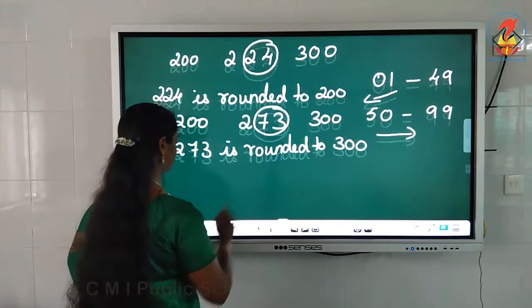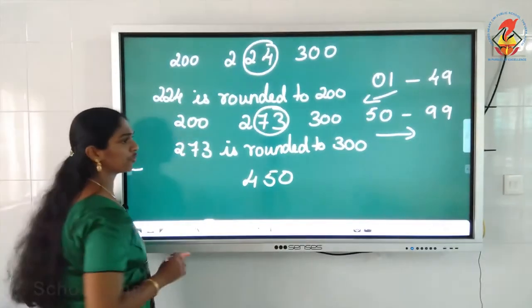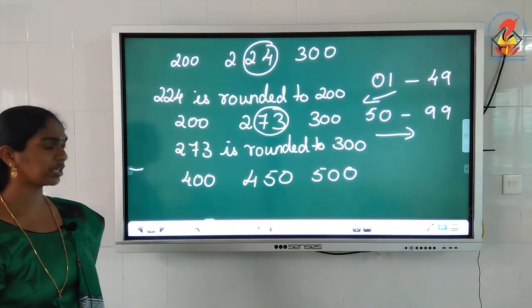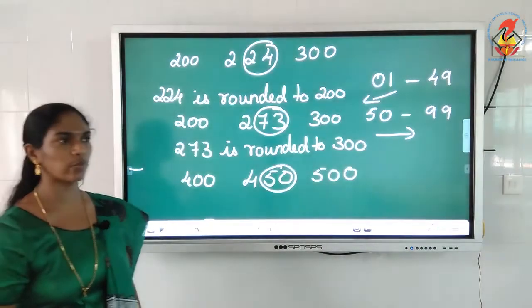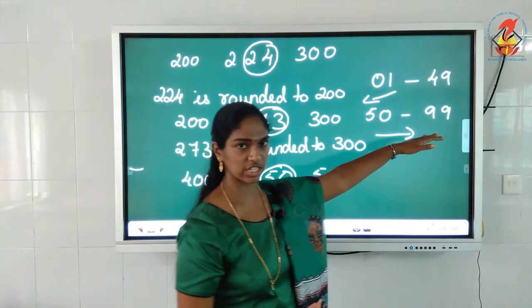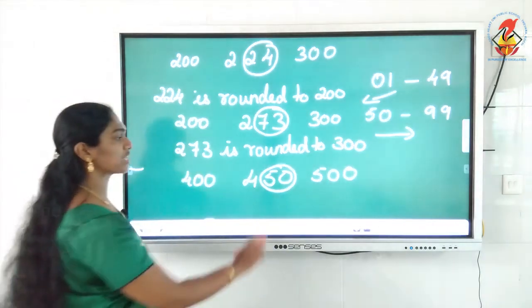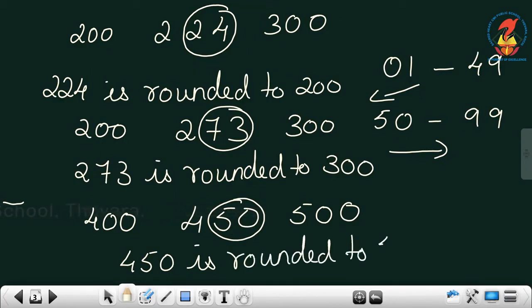Suppose a number was 450. So, 450 comes between which two hundreds? First, you have 4. So, it will be between 400 and, after 4, the next 100, which is 500. Clear, children? Now, you take the last two digits. You have 50. Which section does 50 go to? 50 is in the second section. So, it will be rounded to the next 100. Which is the next 100? 500. So, 450 is rounded to 500.